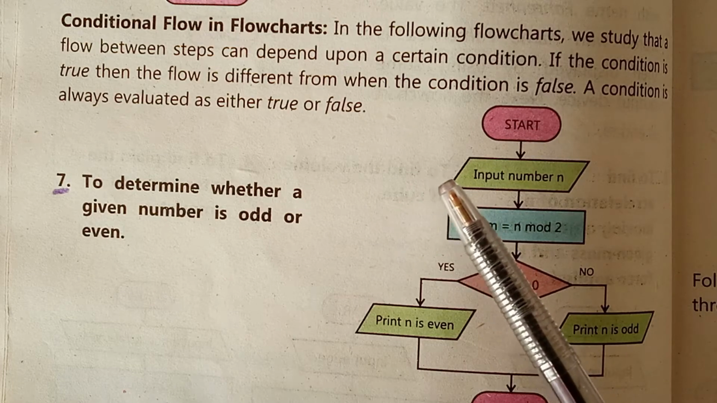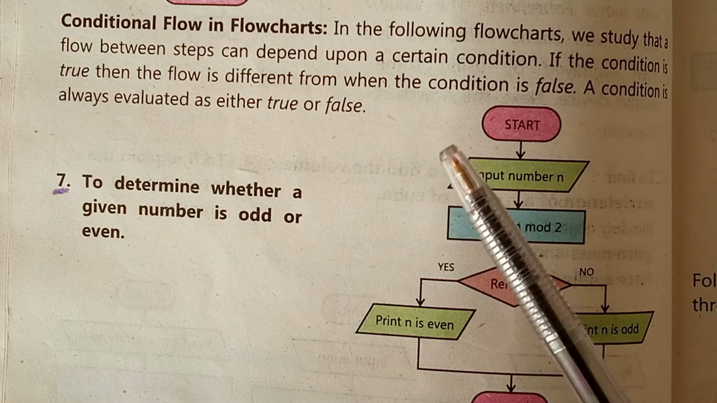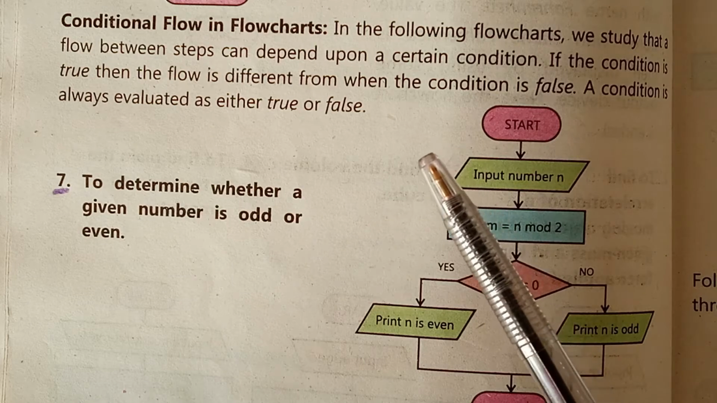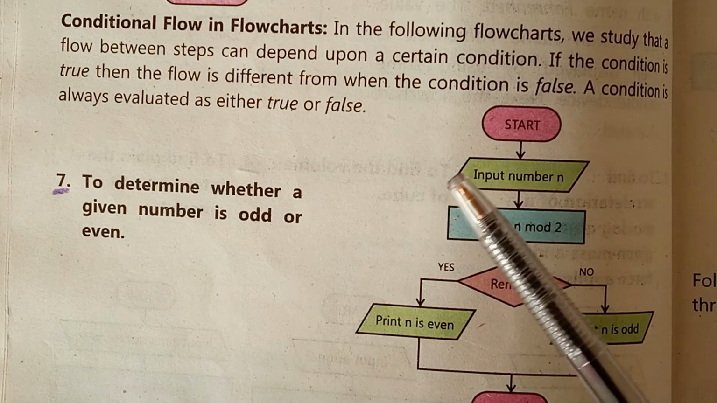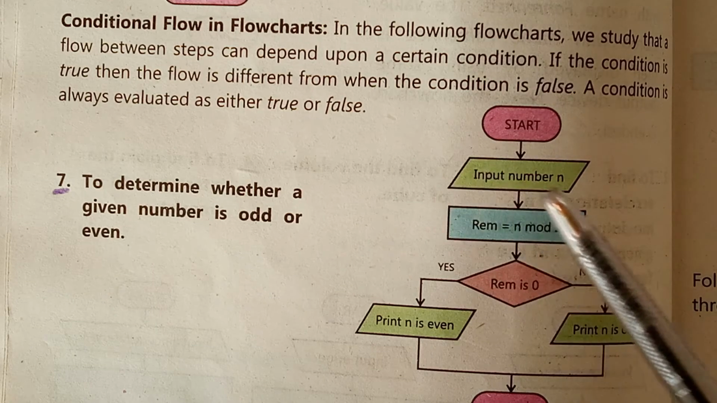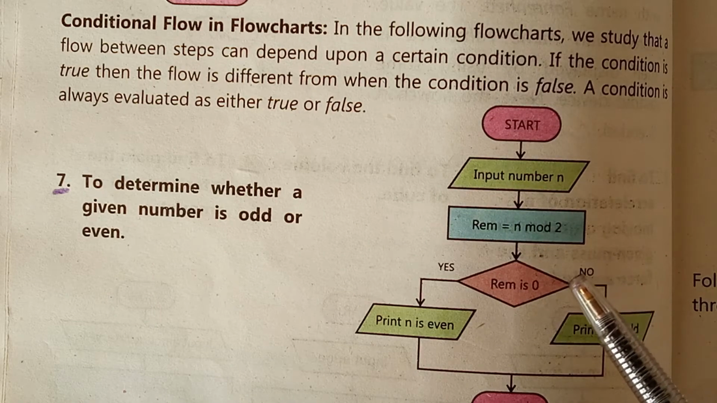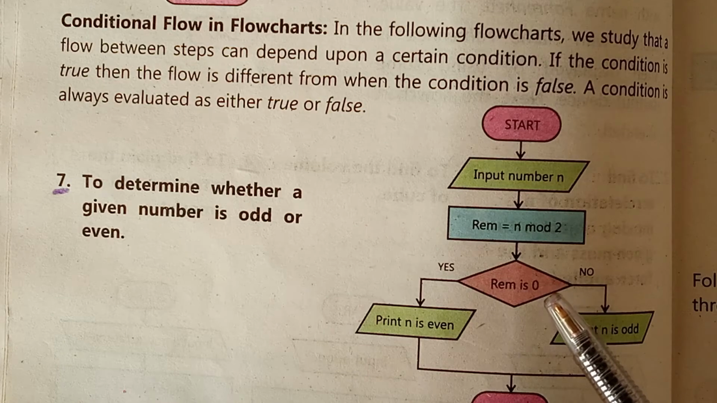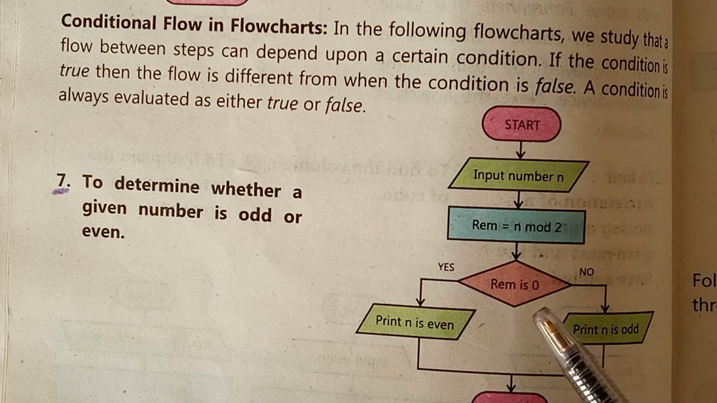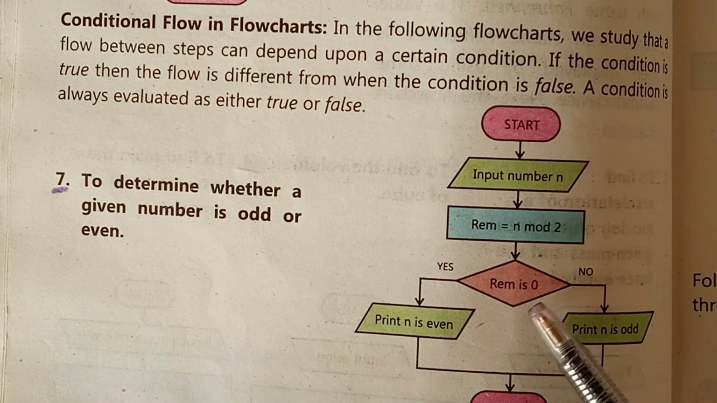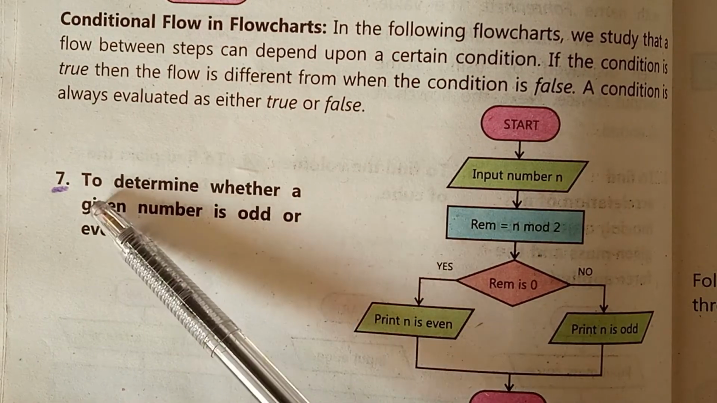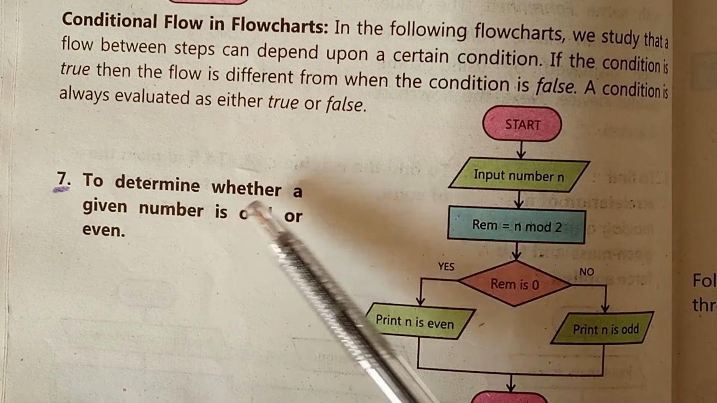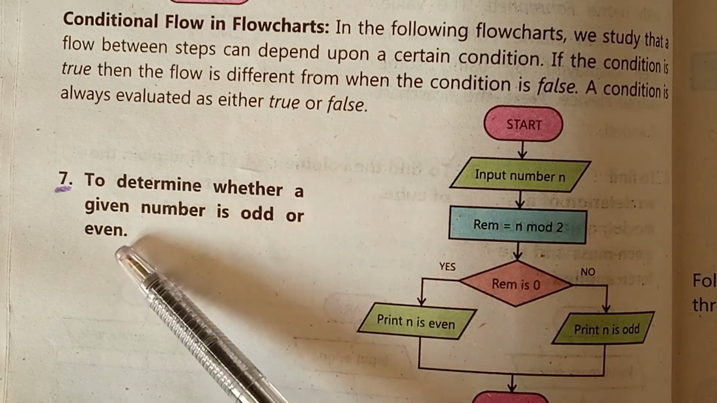from the false condition. In the previous lecture, we have studied the terminal, processing, input, output and end of the flowchart. Now today we are going to start a new symbol, that is the decision symbol, represented by a diamond shape. Example number 7: to determine whether a given number is odd or even.